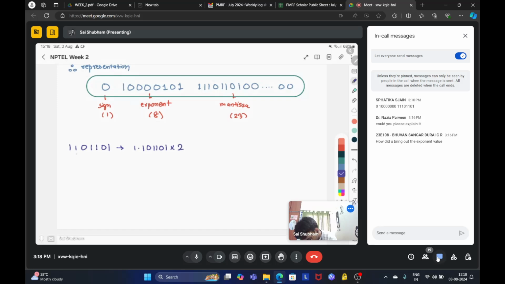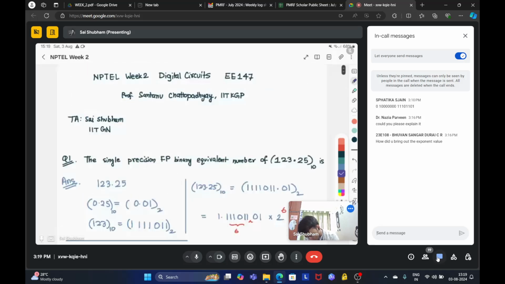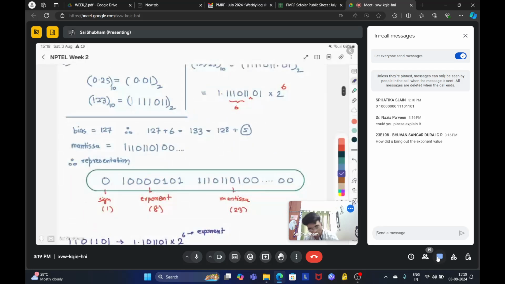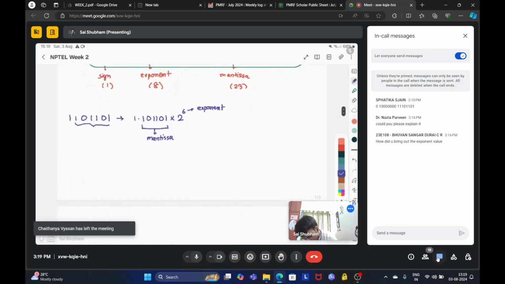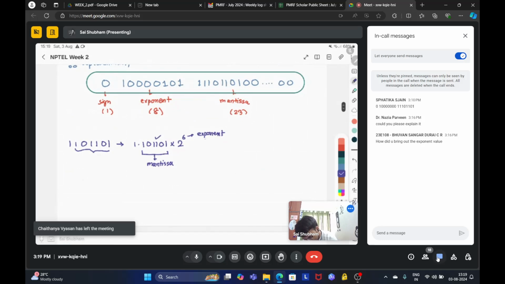It has shifted by these many bits. So 1, 2, 3, 4, 5, 6. So 2 power 6. So this part will basically contribute to mantissa, and this part is exponent. I'm particularly explaining this for the single precision floating point binary equivalent. So in this case, this is your mantissa and this is your exponent.